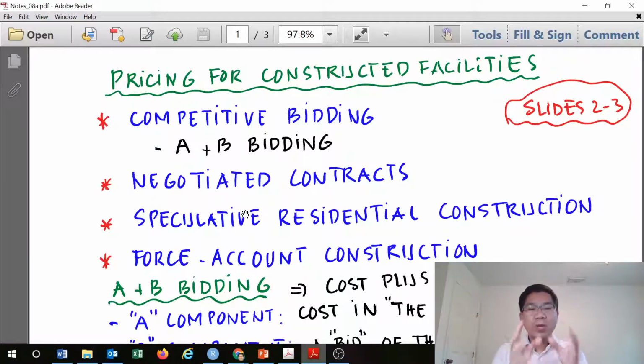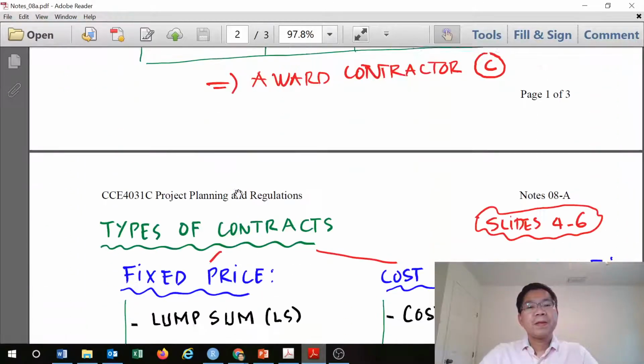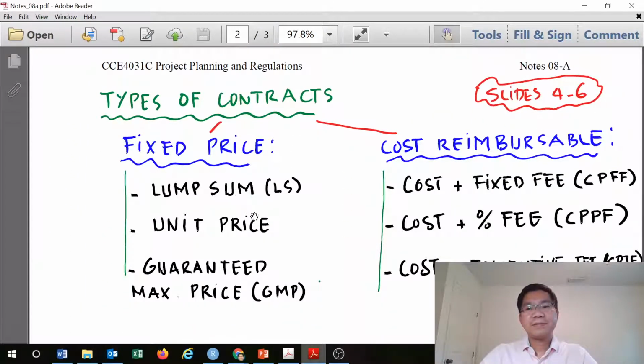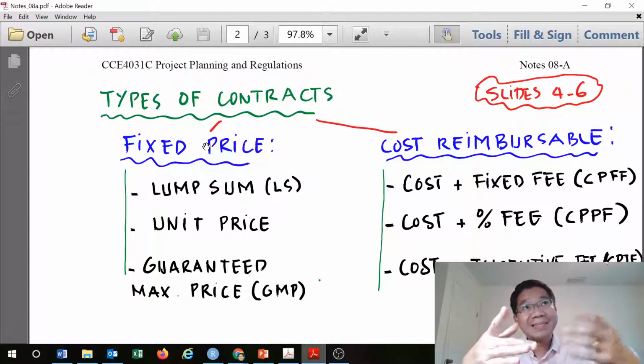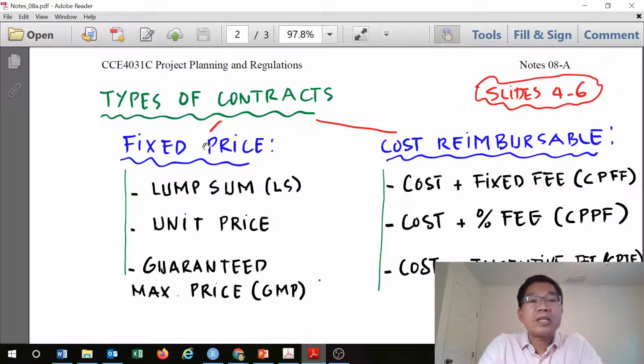The next step is we award the contract, and the question that comes is what type of contract we are going to use. That is the purpose of this lesson video: to talk about the types of contracts. Basically, we can have 2 umbrellas. The first one is fixed price, and the other one is cost reimbursable. As its name implies, with fixed price, the price most likely will not be changed unless the scope of work is changed.